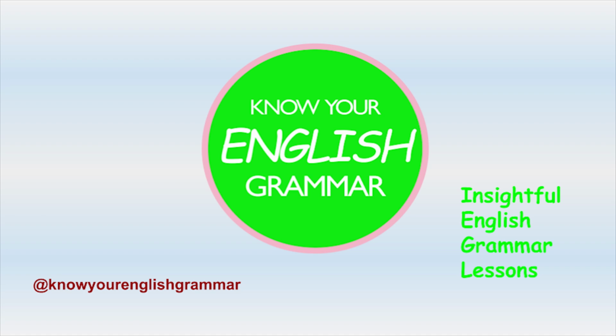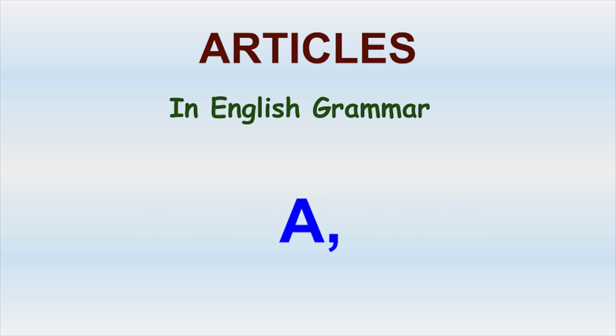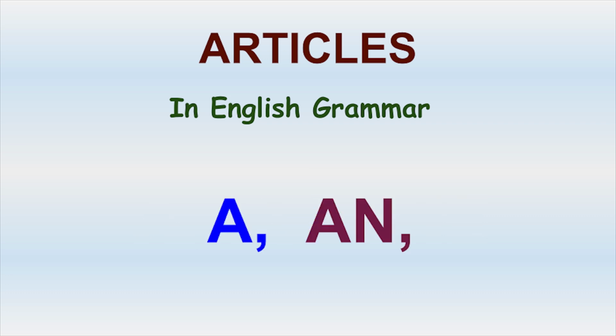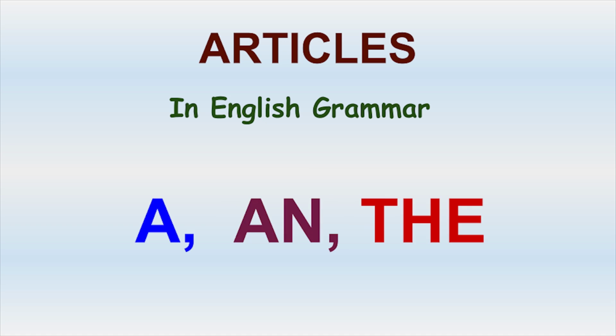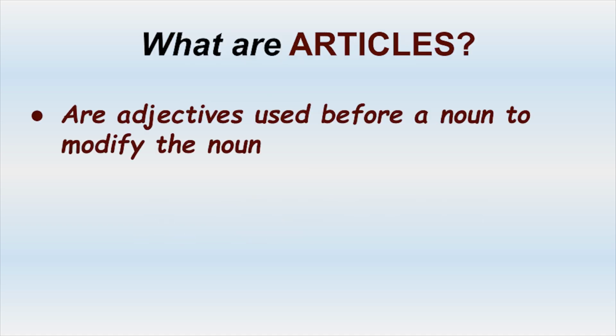In today's lesson, we will talk about articles in English grammar. There are 3 articles in English grammar. They are a, an, and the. But first, what are articles in English grammar? Articles are adjectives used before a noun to modify the noun.